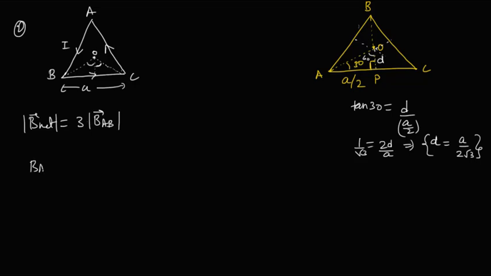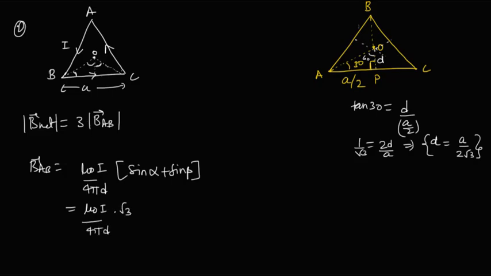So let's calculate BAB. Going by the definition, simply mu naught I upon 4 pi d (sin alpha plus sin beta), and here this angle will be 30 degrees and this angle will be 60 degrees. As you can see here, I have already made that for you. So I'm doing sin 60 plus sin 60, that is root 3 by 2 plus root 3 by 2, that is 2 root 3 by 2, equal to root 3. So that becomes basically mu naught I upon 4 pi d into root 3.